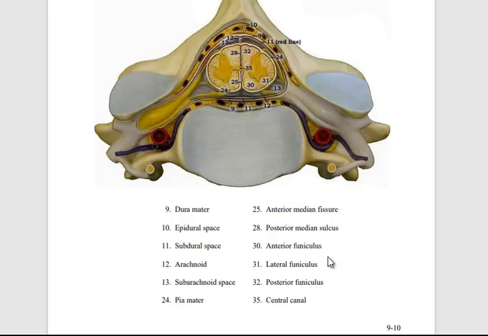I have so much trouble with that word. Funiculus: anterior, lateral, and posterior. And of course the central canal is easy. So there you have it on that.